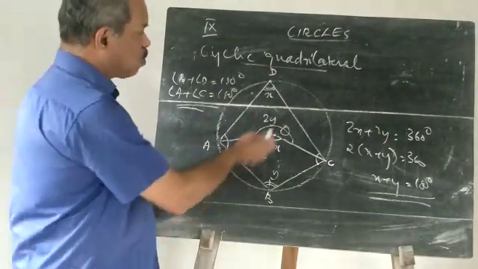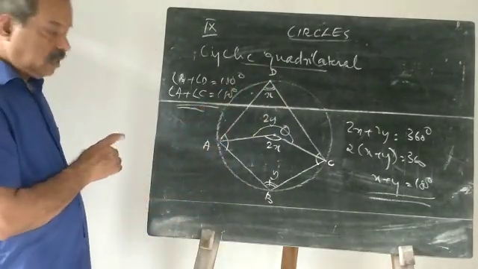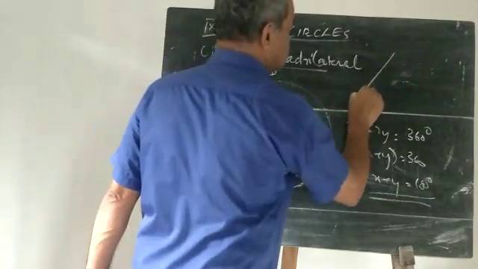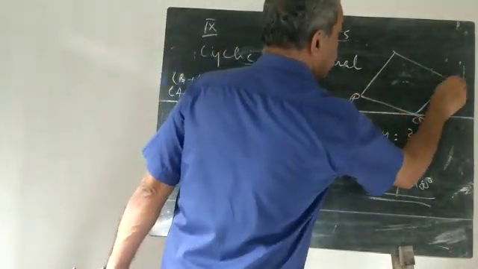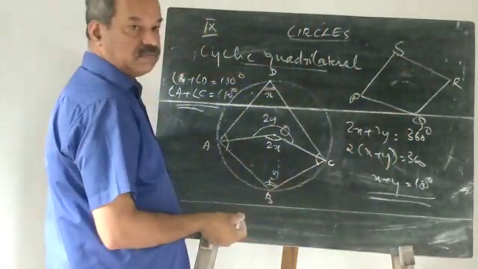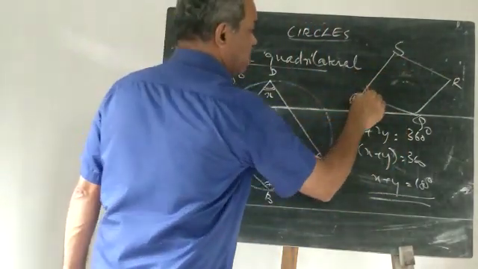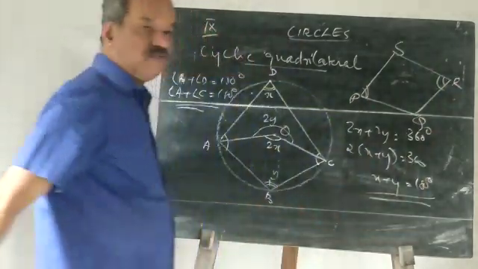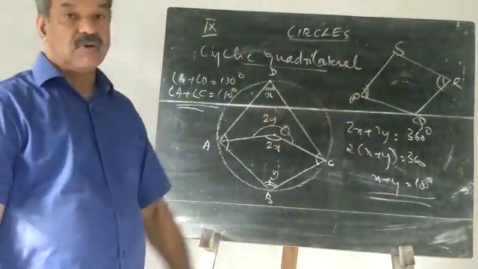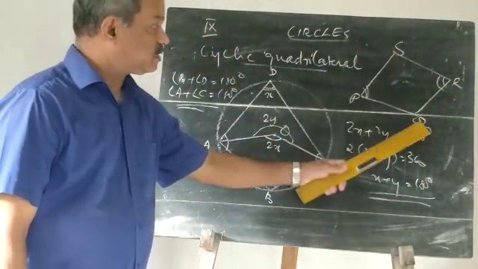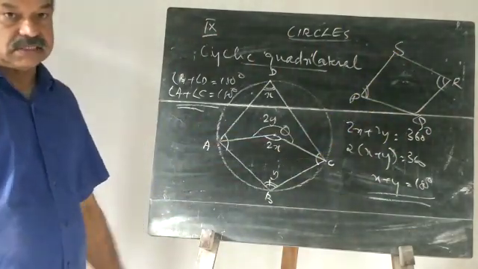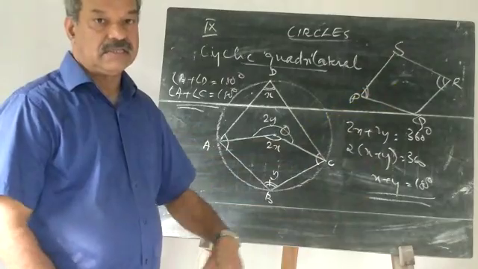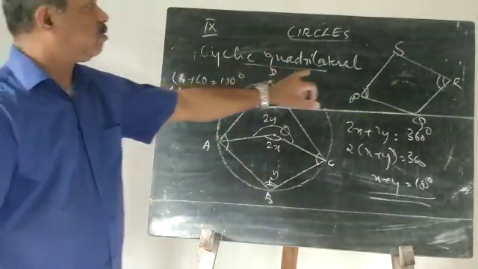Now, what can be its converse? Suppose we are given a quadrilateral PQRS. If the opposite angles, that is, angle P plus angle R equal to 180, then it is a cyclic quadrilateral. If angle S plus angle Q equal to 180, such a quadrilateral is called a cyclic quadrilateral. This is the converse of the cyclic quadrilateral theorem.